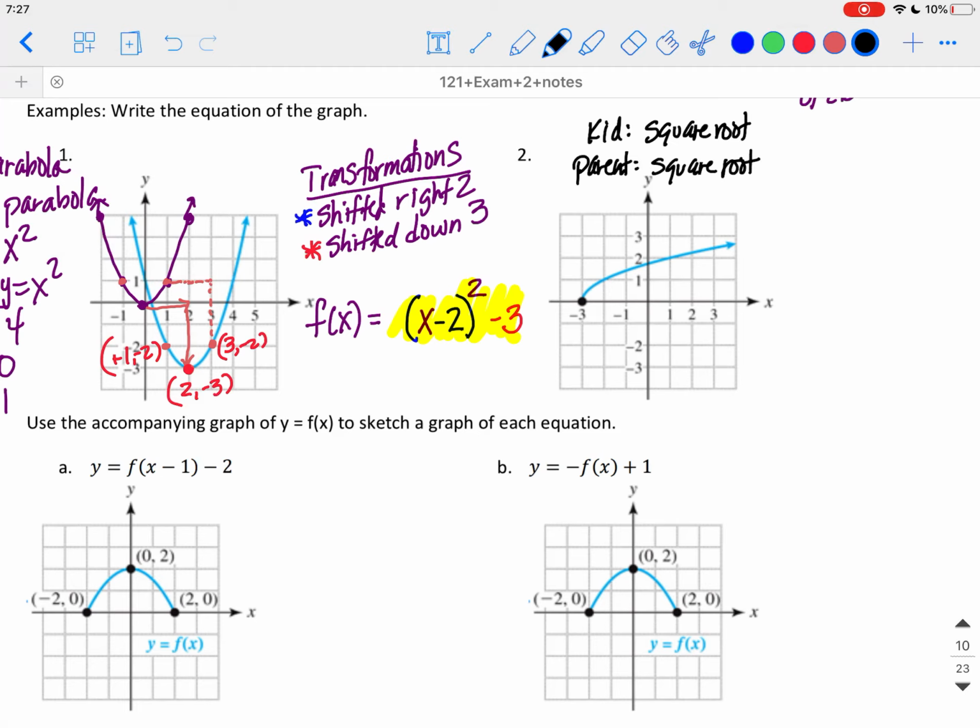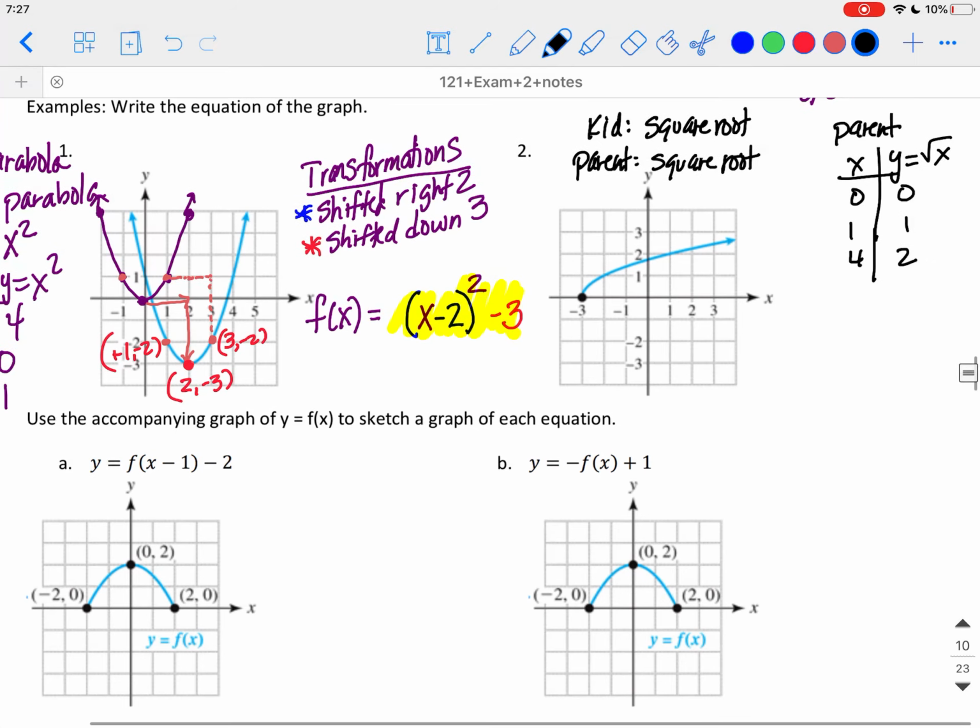Okay, so for the parent, if I'm going to make a table for it, we can only take the square root of positive numbers. So I'm going to have x, and I'm going to have y equal to square root of x. So the square root of 0 is 0, the square root of 1 is 1, and the square root of 4 is 2. So I'm going to go ahead and plot this parent here. So here's 0, 0, 1, 1, and 4, 2. And so here's the parent.